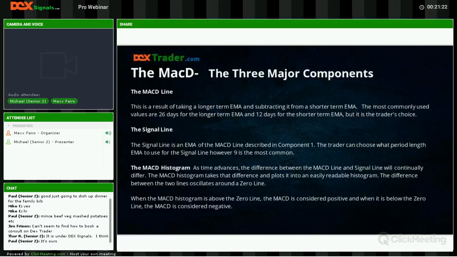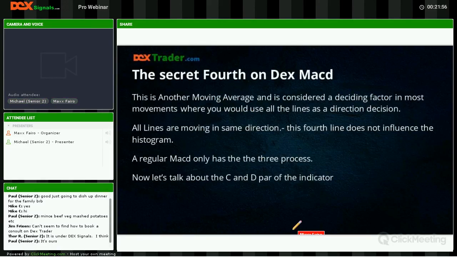The histogram, that little chart you see that goes below 0 and above 0 and looks like a bar chart, is the difference between the two lines themselves. So when those two lines differ, how much they differ by is what we refer to as momentum. If the signal line is different from the MACD line, then how much they differ will be represented in how big the histogram is. And I'll show you that here right now.